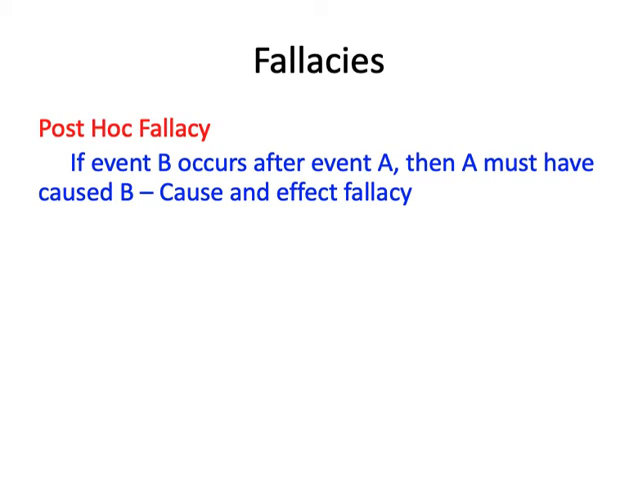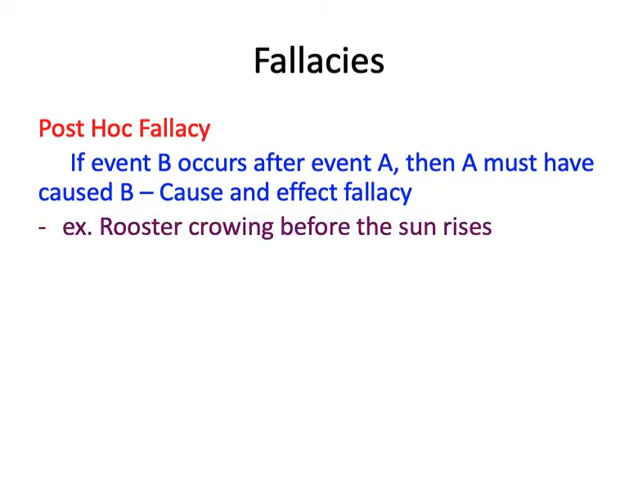Okay, so it's also called the cause and effect fallacy. And so the cause and effect fallacy could be given as an example of a rooster crowing before the sun rises, right? So if the rooster crows, and right after the rooster crows, the sun always rises, event B, the sun rising, occurring after event A, then A must have caused event B to happen. Does the rooster crowing cause the sun to rise? Of course not. We all know that is not true.